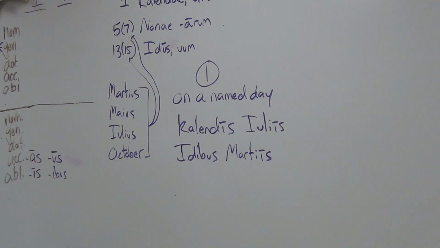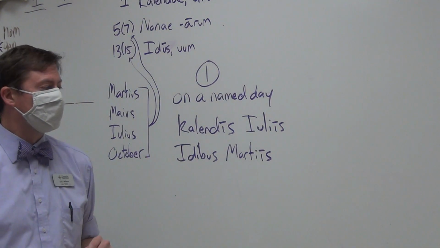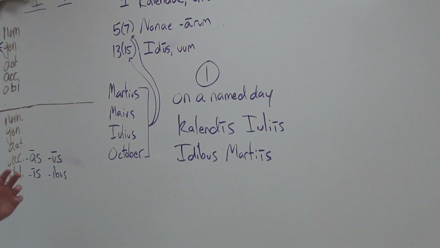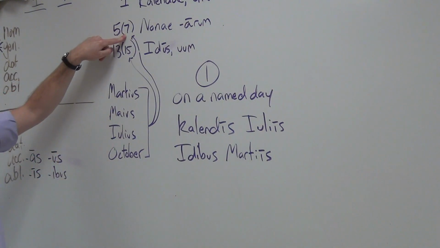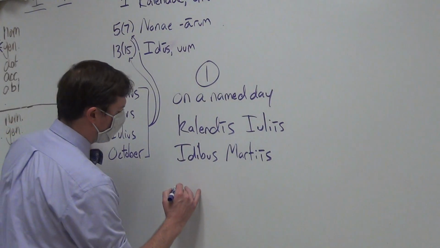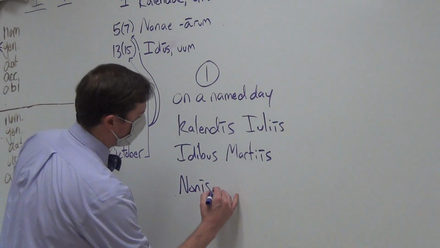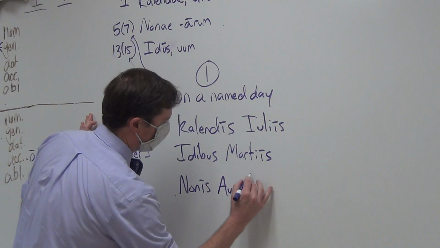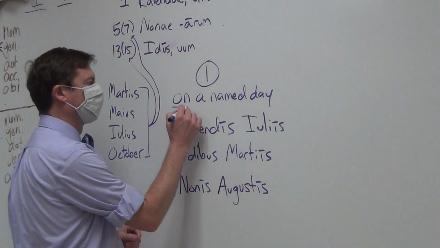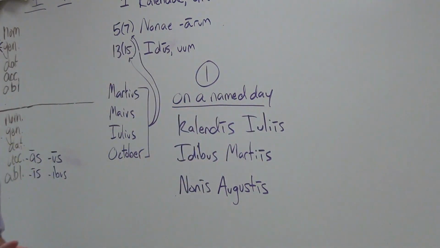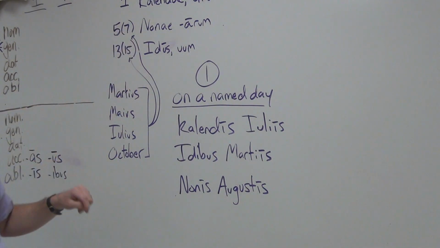Let's take a random date. Let's go with August 5th. August 5th would be on the nones, because August is not one of the 4 months in which the nones fall on the 7th. So, when is August 5th? It's on the nones, nonis, in the ablative. And we're talking about the August nones. It is then nonis Augustis. And that's how you express it if the day in question falls on a named day. Now, how many days out of the month does that take care of? 3. On the calends, which is 1 day, on the nones, which is 1 day, and on the ides.